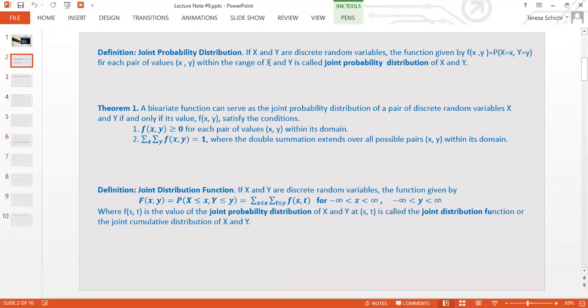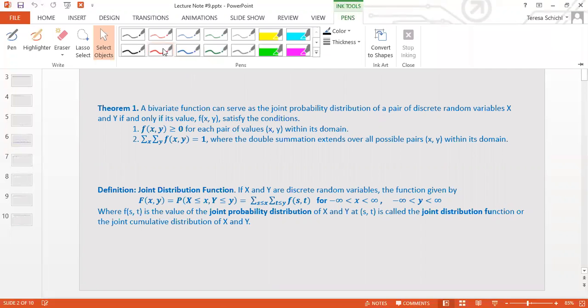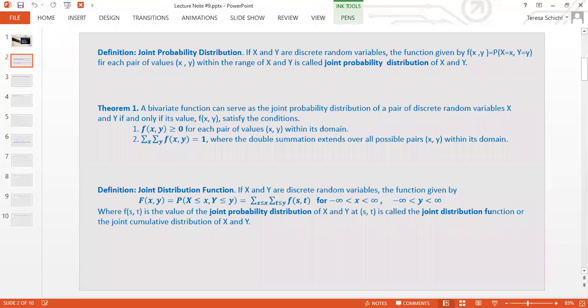So take a look at the joint distribution. Like I mentioned before, we are talking about two variables. If X and Y are discrete random variables, then the joint probability distribution is defined as f of x y equals the probability that the random variable X equals a value and the random variable Y equals a value. So each pair of x y has a value here.